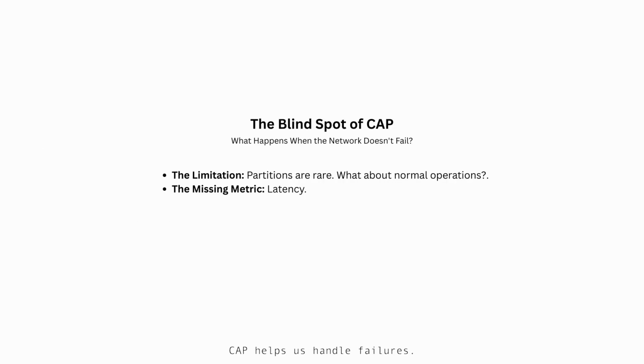CAP helps us handle failures, but network partitions are rare. Maybe your system is partitioned 1% of the time. What is happening for the other 99% of the time? CAP tells you nothing about performance during normal operations. If I design a database that takes 30 days to return a query, it is technically available according to CAP, but it is useless to the user. It is a massive oversight. We need a framework that helps us balance trade-offs even when the system is working normally.